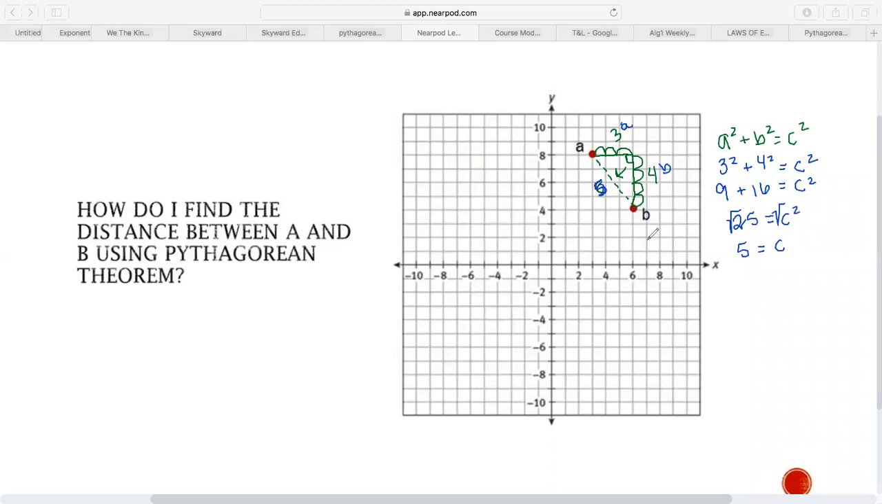The biggest mistake I see on these problems is people find the slope. They do rise over run, 4 over 3, and say, there's my answer. This is how the question will ask it: what is the distance between A and B? They won't tell you to use the Pythagorean theorem. You have to know that to find the distance, you use the Pythagorean theorem. If it asks for slope, that's when you do rise over run.